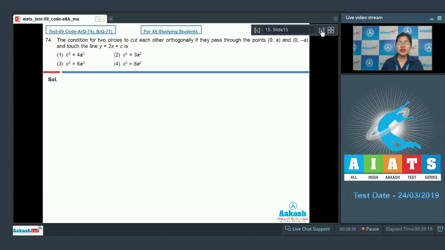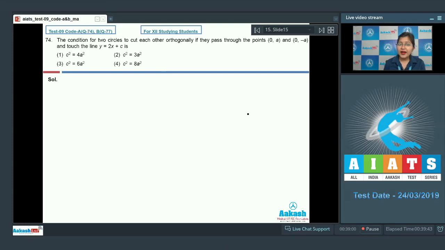Now let's move on to the next question, that is question number 74, which says that the condition for two circles to cut each other orthogonally, if they pass through the points (0, a) and (0, -a) and touch the line y = 2x + c. Now it has been given that the circle should pass through the points (0, a) and (0, -a).